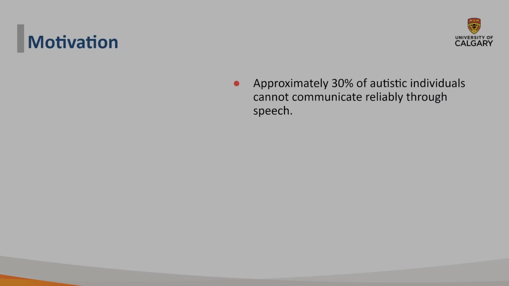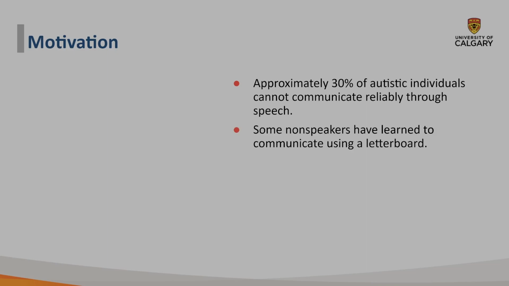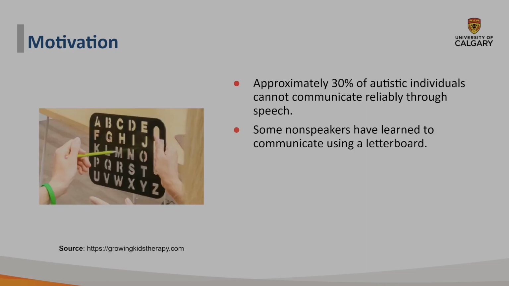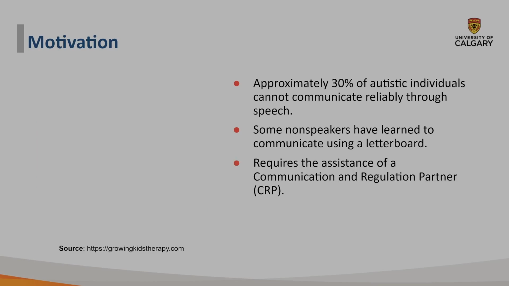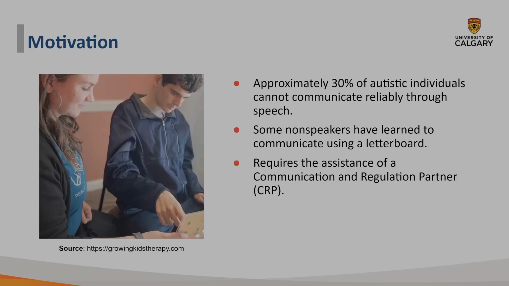In this work, we focus on the approximately 30% of autistic individuals who cannot communicate reliably using speech. Some non-speaking autistic people have received specialized training that has allowed them to communicate by pointing to letters on a letterboard. Learning to communicate in this way is a lengthy process that requires motor skills training with a communication and regulation partner, or CRP. In addition to training, the CRP is responsible for monitoring the speller's attention to keep them focused at the task at hand and providing positive, encouraging feedback.